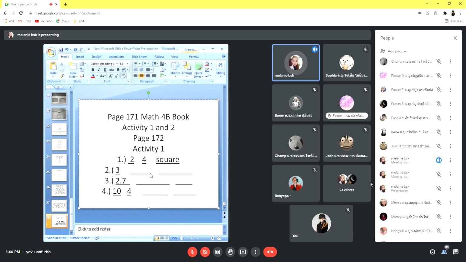So can we answer now, children? Okay. For number 1, each side of figure 1 is 2 centimeters long. There are 4 right angles, and figure 1 is a square. How about number 2? The width of figure 2 is 3 centimeters long. The height of figure 2 is how many, children?